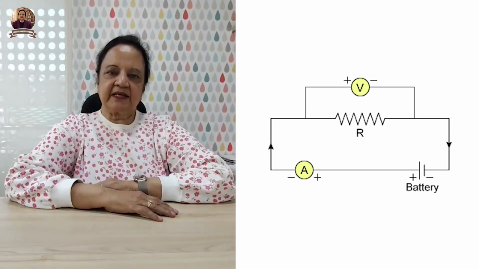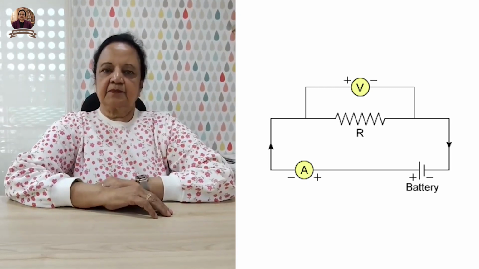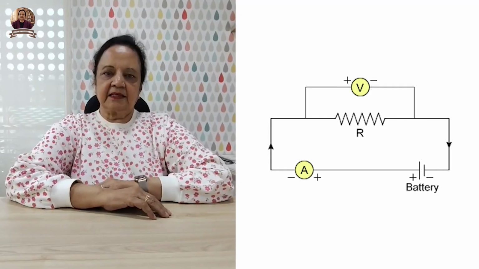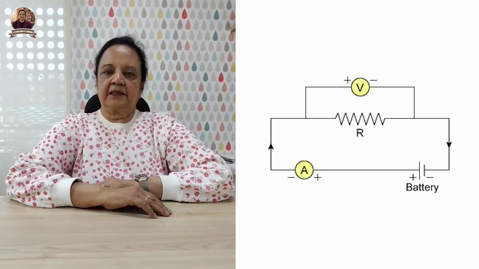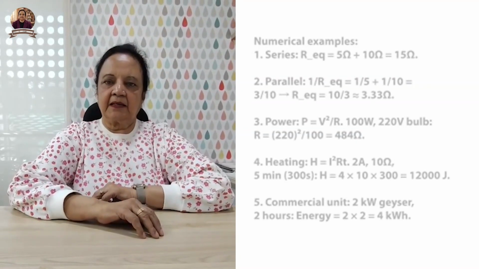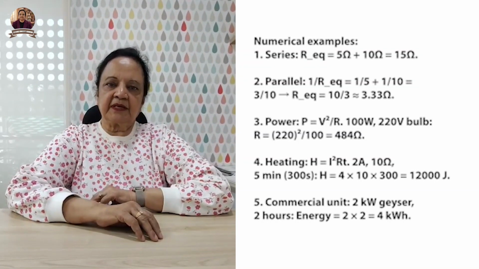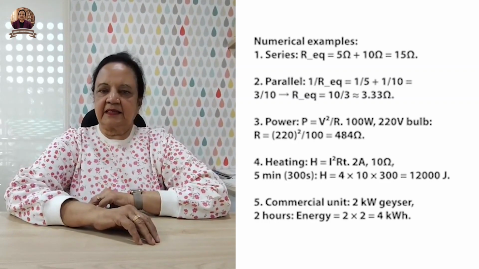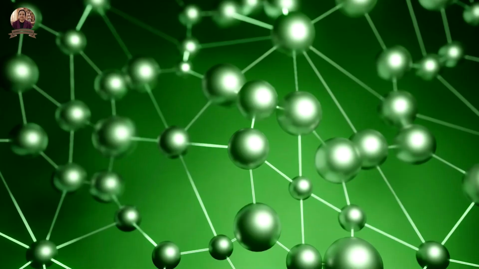Ohm's law. It states that at constant temperature, current through conductor is proportional to the potential difference across it. Circuit, ammeter in series, voltmeter in parallel. Practice these types. For series or parallel, find total resistance. For power, use appropriate formula. For finding out heating, take the time in seconds. The commercial unit is kilowatt hour.